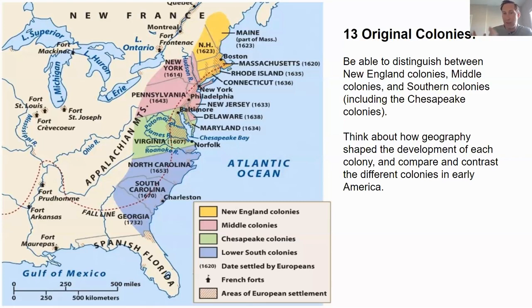Now, to further separate that, you should know the Chesapeake colonies. The Chesapeake colonies are a special kind of categorization for two colonies that are part of the South. They're part of the South, but they also border the Chesapeake Bay. And that is Virginia and Maryland.